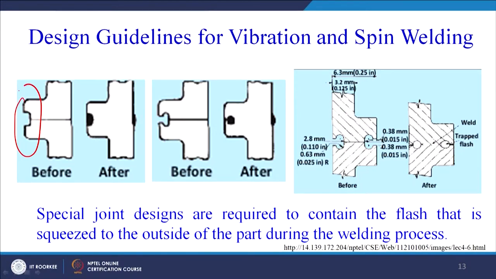This is the design modification. If we make the two edges to be joined like this, the flash generated at the joint will move out but will fill this section. Similarly here, additional flash is there, so we can see the flash that is formed in this design is accumulated here, but on this side we have no modification, so the flash is coming out of the part. These are the dimensions that must be given in order to avoid the problem of flash. Special joint designs are required to contain the flash that is squeezed to the outside of the part during the joining process, during vibration or spin welding.